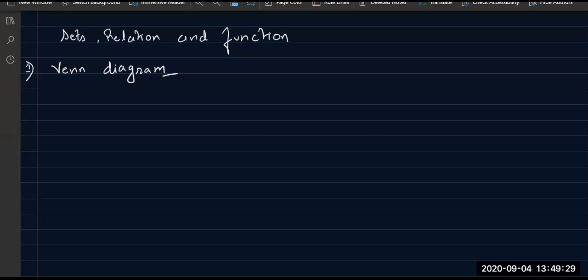There's a word which is missing. It is well-defined. So a well-defined collection of objects, a well-defined collection of elements, is your set. Everyone, got it?